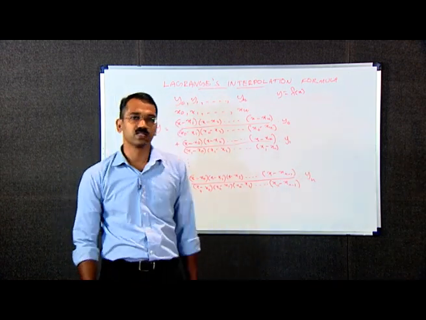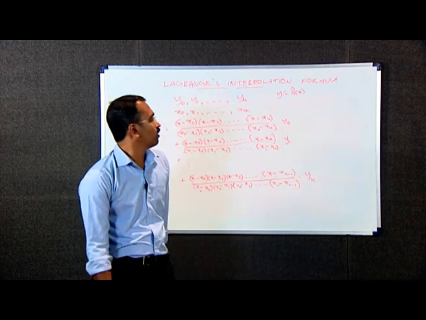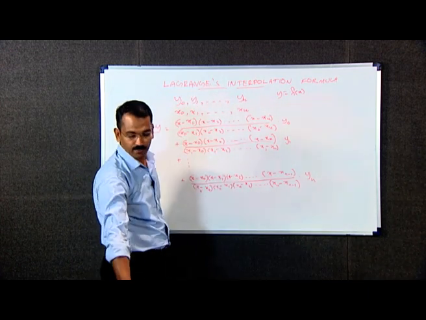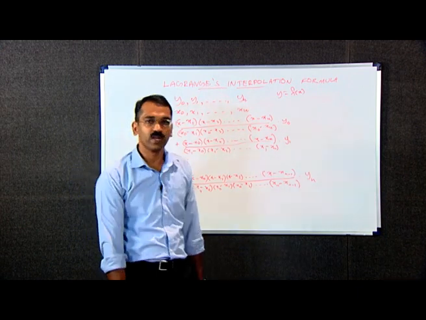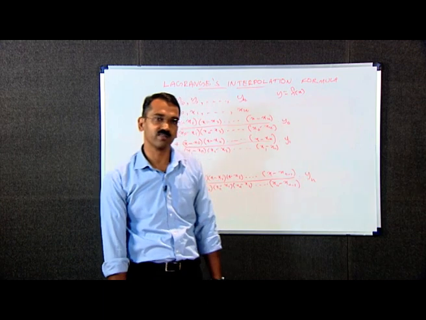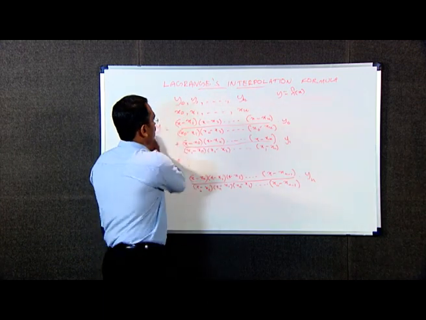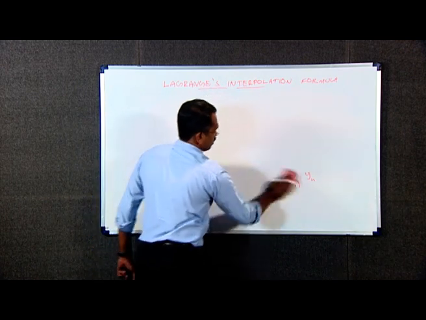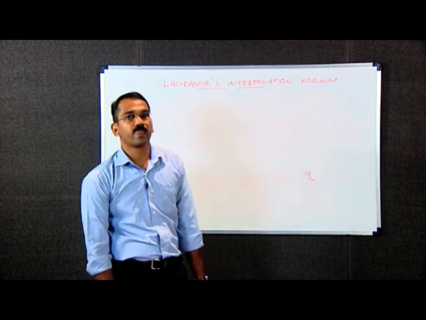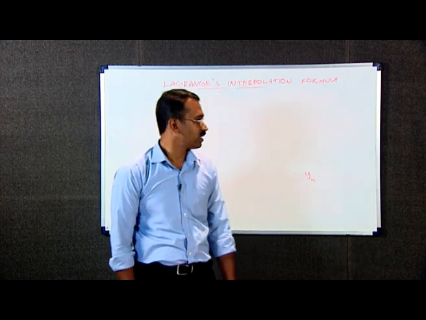This is the Lagrange's interpolation formula. We have to derive this formula. Since n plus 1 values of y equal to f of x are given, we can approximate the corresponding polynomial function f of x as a polynomial in x of the nth degree.